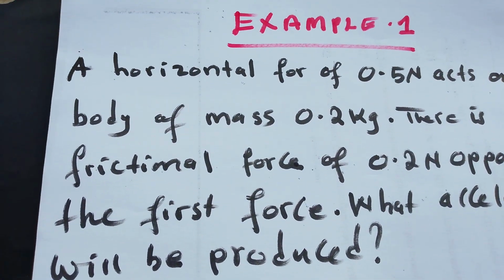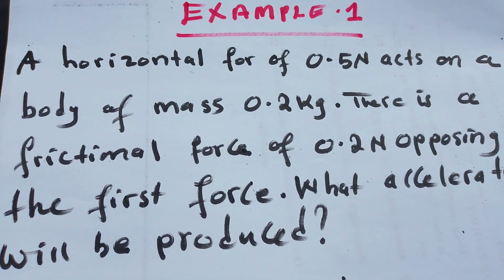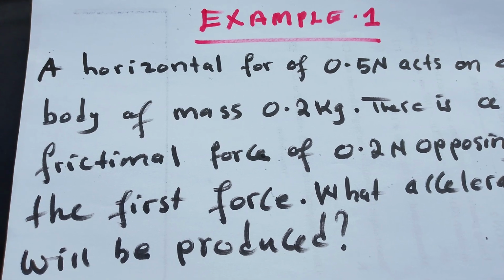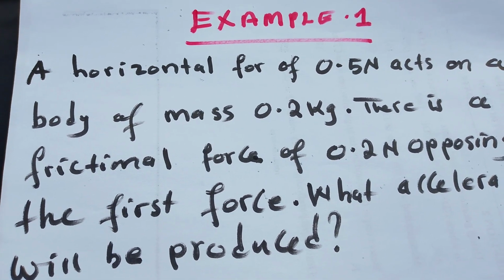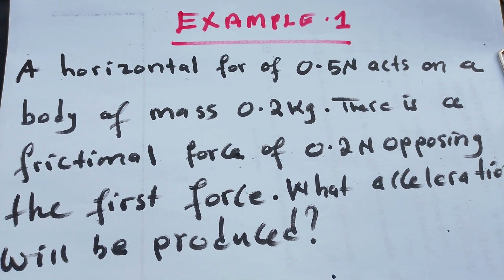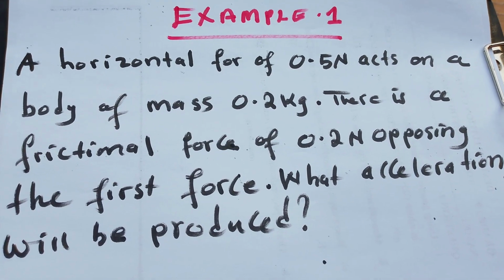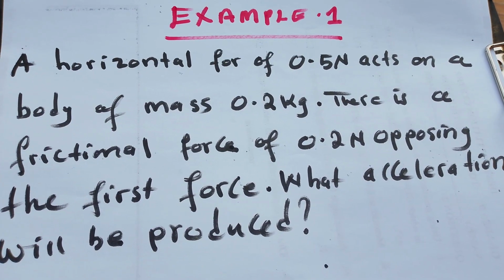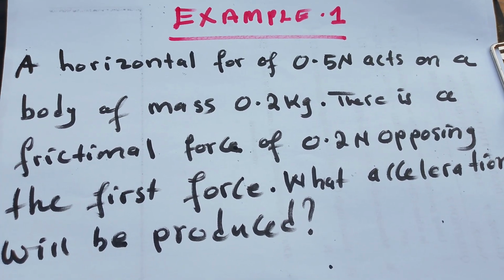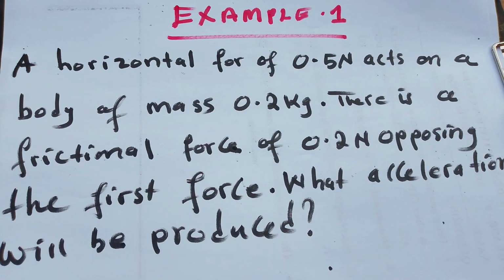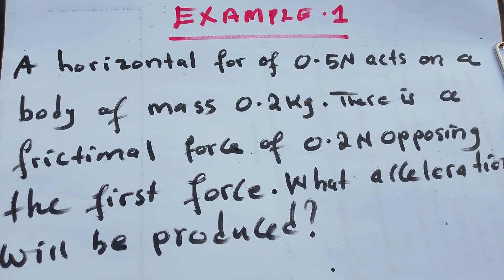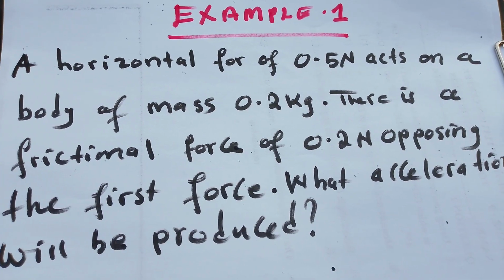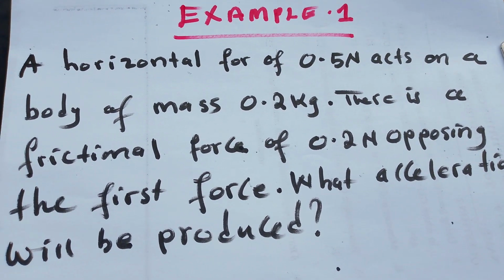Now let us summarize this first law by using the first example. Example 1 reads: a horizontal force of 0.5 Newton acts on a body of mass 0.2 kg. There is a friction force of 0.2 Newton opposing the first force. What acceleration will be produced?